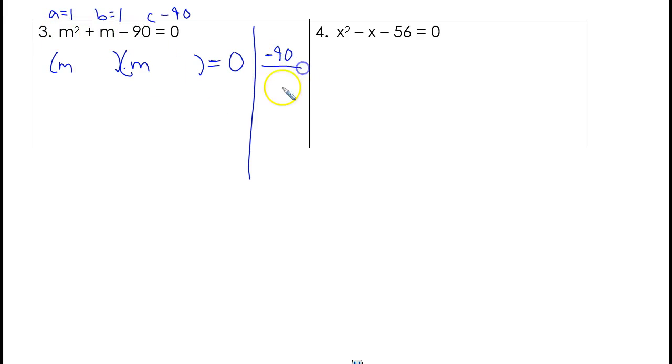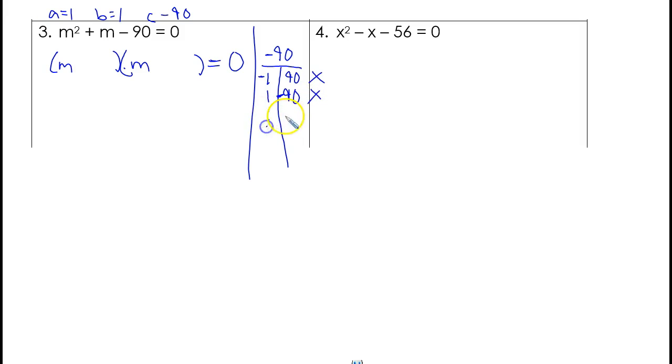So C is negative 90. We've got to have things that multiply to give us a negative. Now, if we said 1 and 90, well, that doesn't really work because 1 times 90 is positive and we need a negative. So either the 1 would have to be negative or the 90 would have to be negative. So when you have a negative number at the end, you have to have opposite signs when you're factoring. Well, these do not come anywhere close to adding to 1, right? Negative 1 plus 90 is 89, and this would be negative 89, so those don't work.